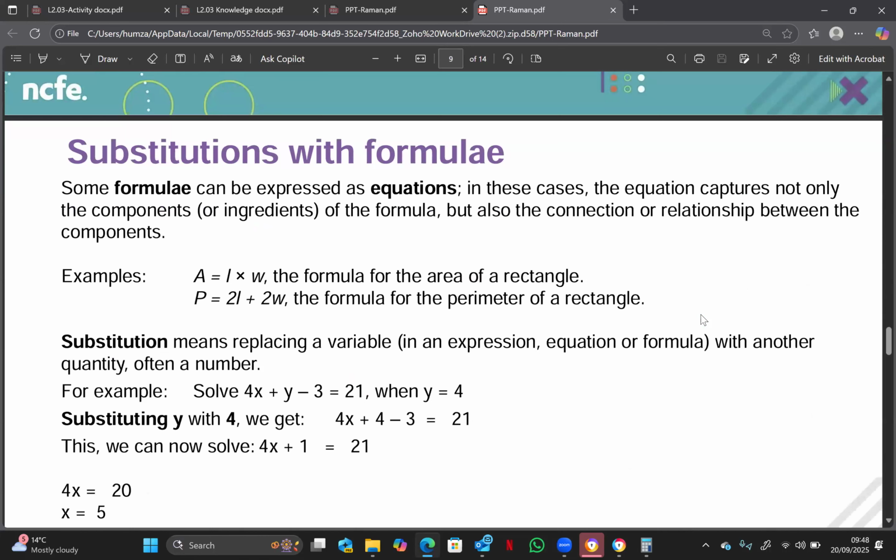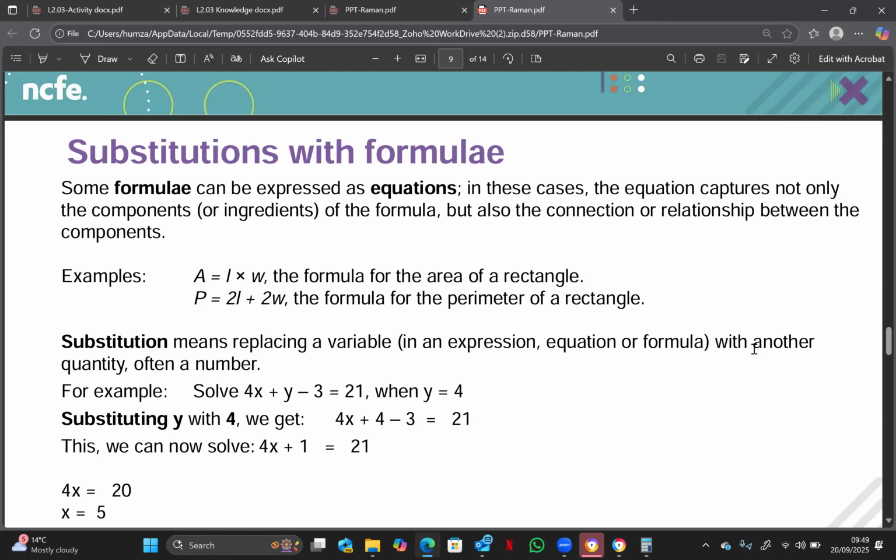Some formulae can be expressed as equations. In these cases, the equation captures not only the components of the formula, but also the connection or relationship between the components. For example, area equals length times width, the formula for the area of a rectangle. P equals 2L plus 2W, the formula for the perimeter of a rectangle. These are just formulas that you need to remember. This isn't any sort of working out. This is something that you just need to know and remember.